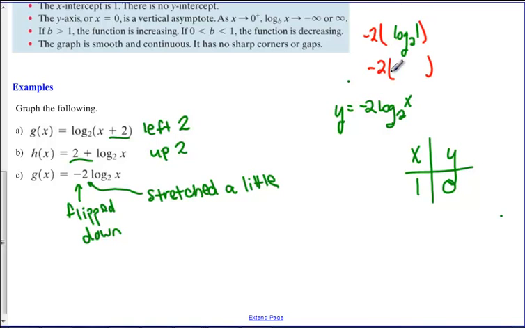All right, let's do log base 2 of 4. So I picked x as 4. So log base 2 of 4 is what? 2 to what power gives you 4? All right, and then 2 times -2? -4. All right, let's do another.